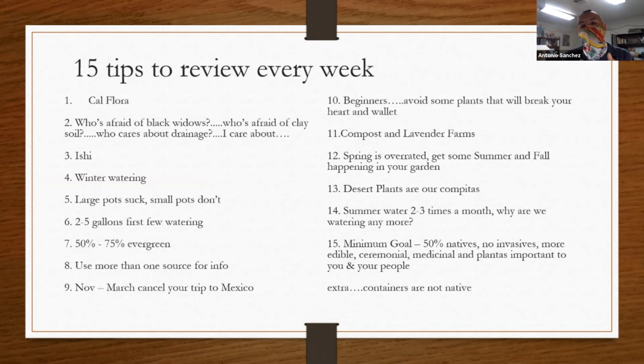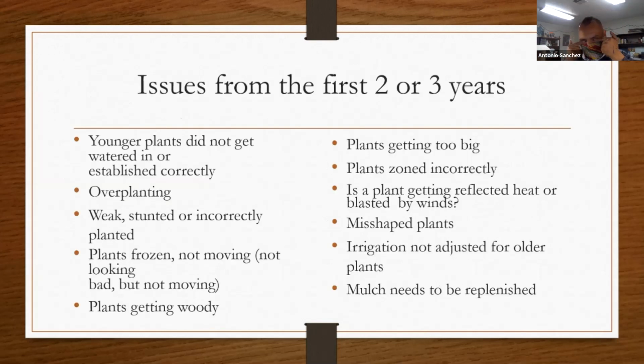And summer water, why are we giving them more than 2 or 3 times a month? Your plants are fine. 2 to 3 times a month is more than enough for well-sited, well-established native plants. And I like to think the goal when we're landscaping is 50% natives, no invasive plants, so no Mexican feathergrass. I like to use edible, ceremonial, medicinal plants, plants important to your family, to your people, etc.